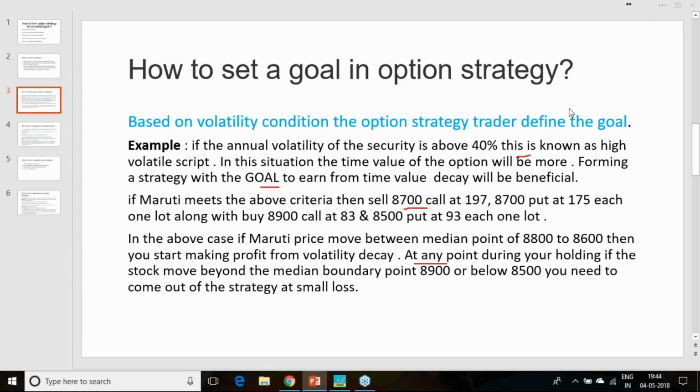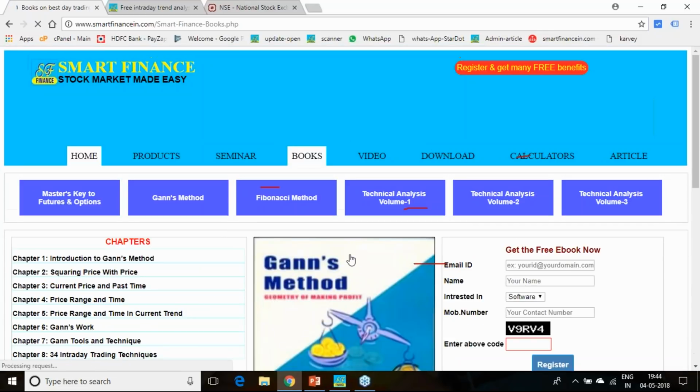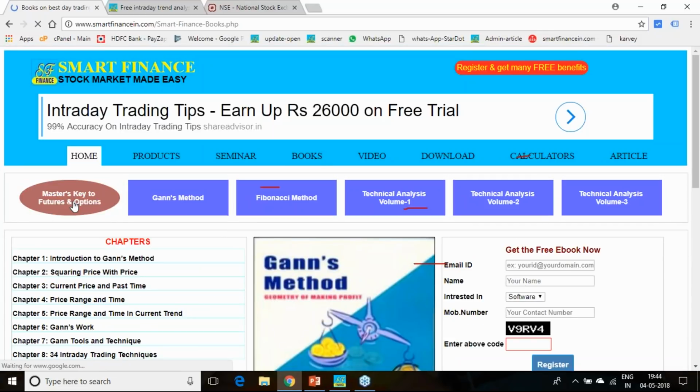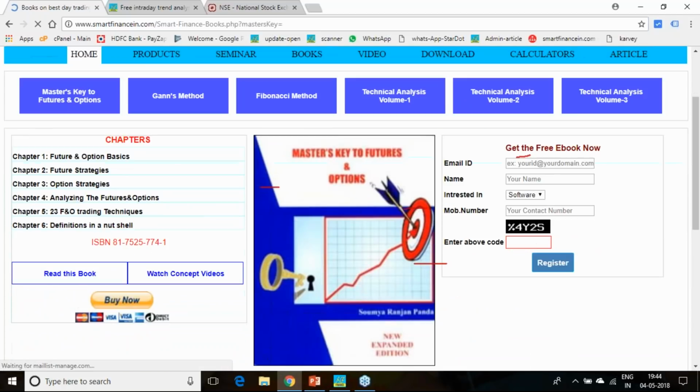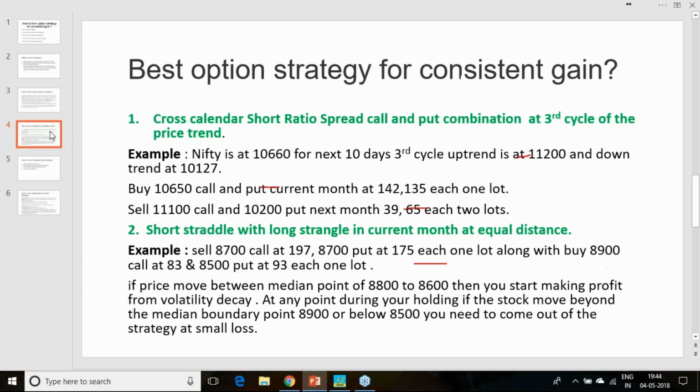If you have my book, the Master's Key to Futures and Option, this book looks like this. In the last part of this particular book, I have given these particular steps on how you can analyze one option trade. So the same thing, from scratch, I have just defined that.